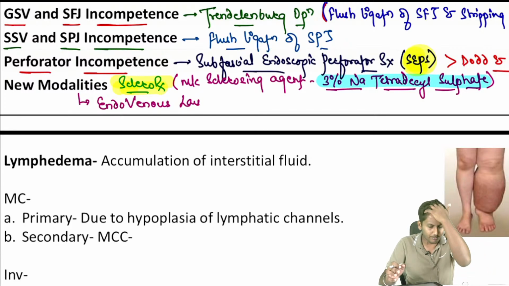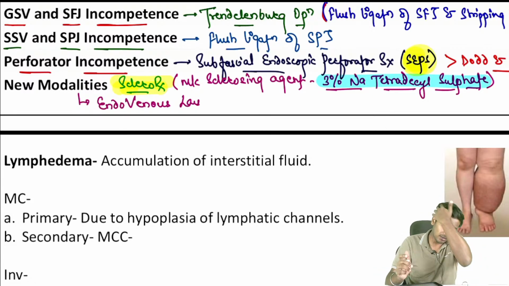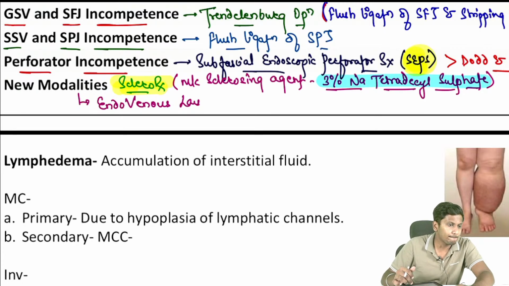And if there is such an incompetent junction, then definitely there will be formation of varicose veins. So we have to block this junction, and to block this junction we have to ligate. We have to actually ligate this junction. So we will do flush ligation of this sapheno-popliteal junction, and that is what is done in cases of sapheno-popliteal junction incompetence. Okay.